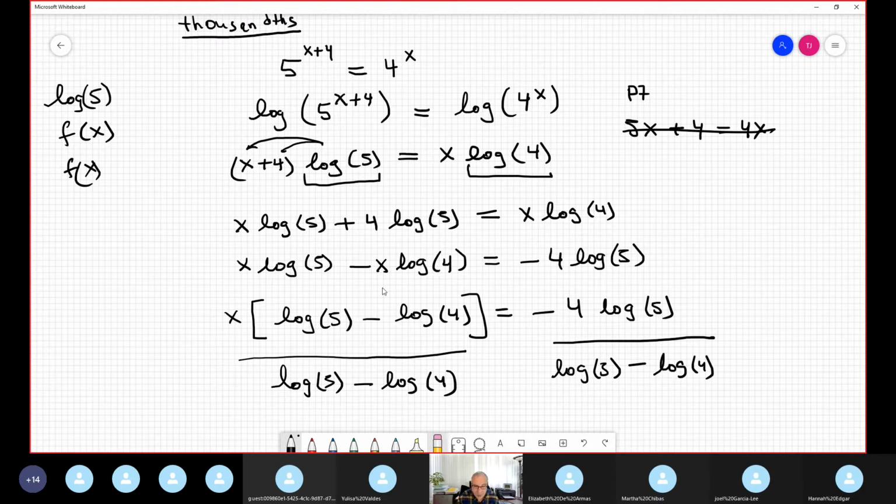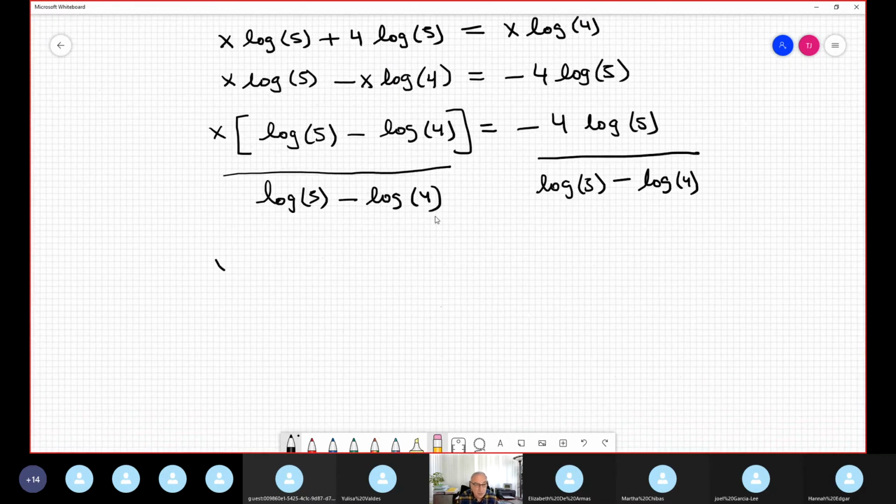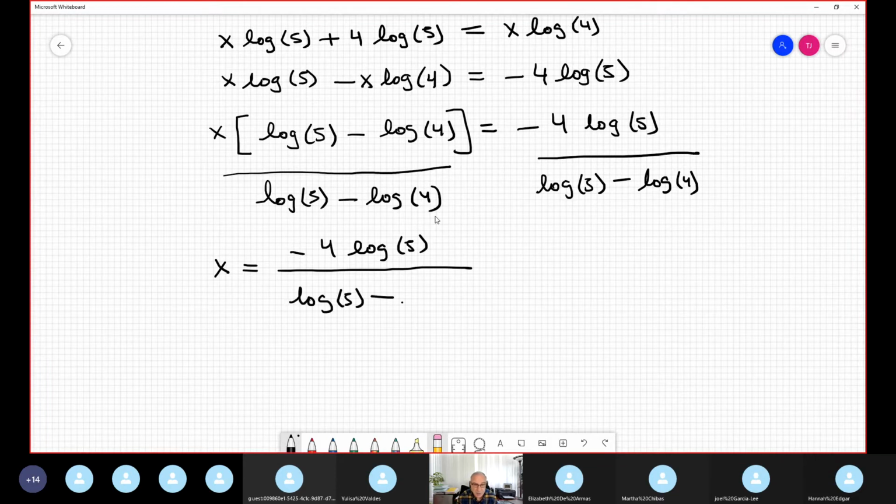Good. So far we have x alone, which is my goal: x is minus 4 times logarithm of 5 divided by logarithm of 5 minus logarithm of 4, base 10. But this answer is ugly. I don't like this answer, for several reasons. I don't like this negative.